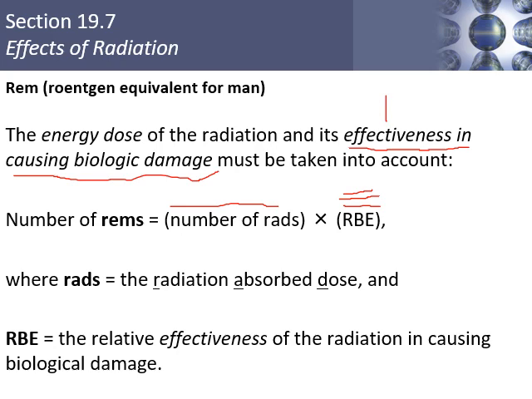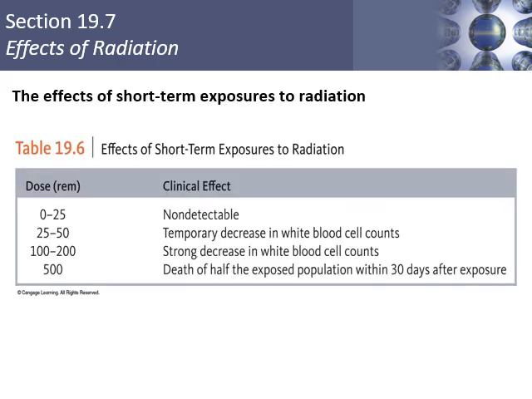And then when you multiply the rads times the RBE, you get what are called REMs. And this is kind of like what we're looking for so that we can look this number up in a chart and see how bad it was. So the number of REMs is our final destination. So let's go to the next slide.